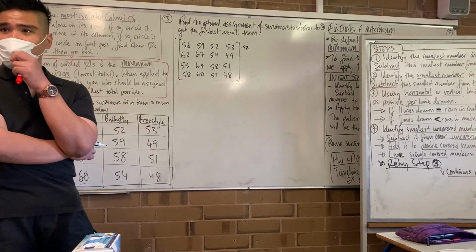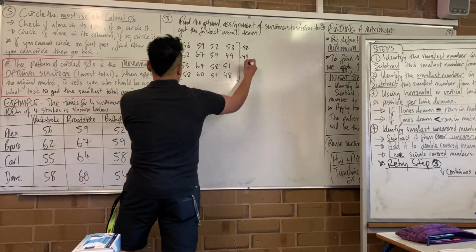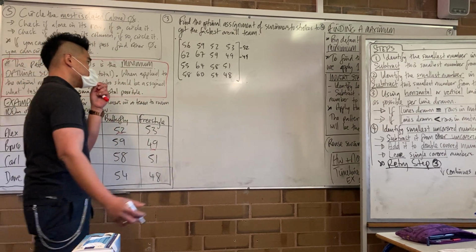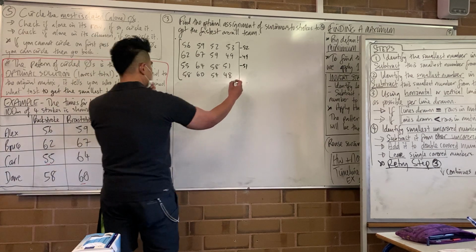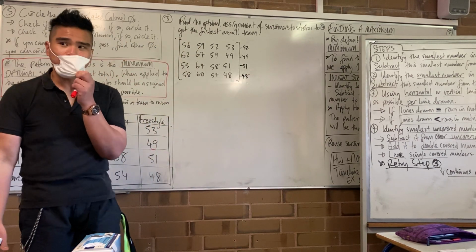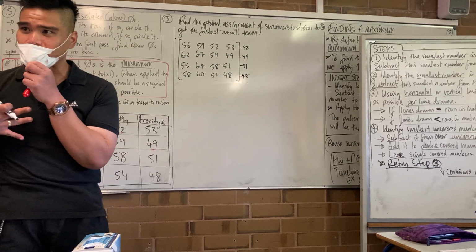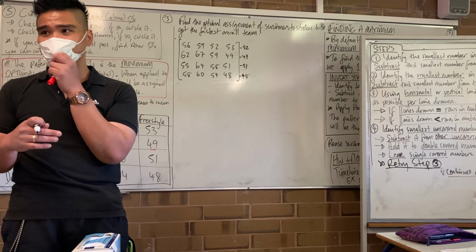What's the smallest number in the second row? Smallest number in the third? Smallest number in the fourth? 48. People stuff up and lose marks in this topic, not because they didn't do what I taught properly, it's because they stuff up subtraction. That's why they lose their marks in this topic.